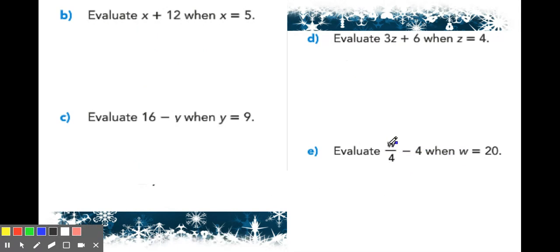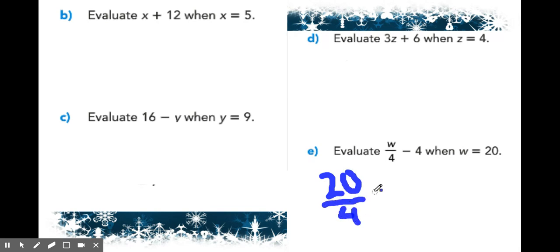And lastly, E, it says evaluate w divided by 4 minus 4 when w is 20. Well, I know what w is, so there's no reason to keep that. W is 20 divided by 4 minus 4. Order of operations says division comes before subtraction. So 20 divided by 4 is 5, minus 4 leaves me with 1.